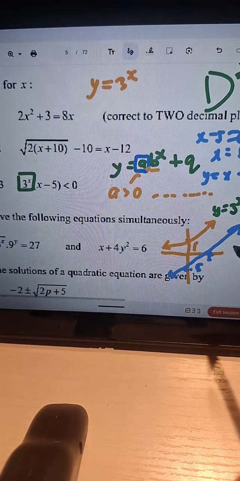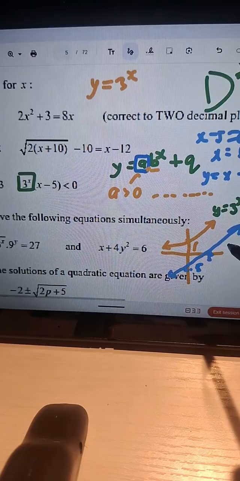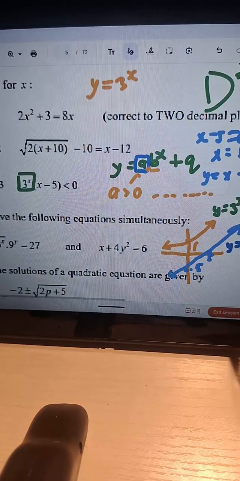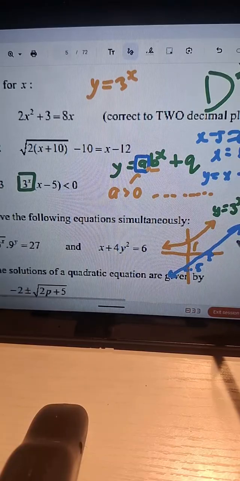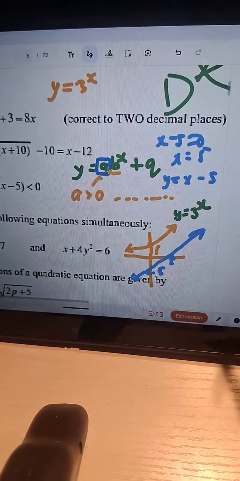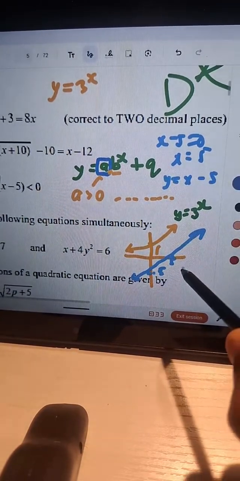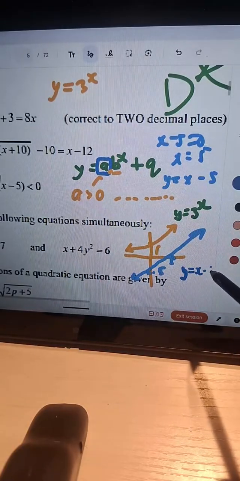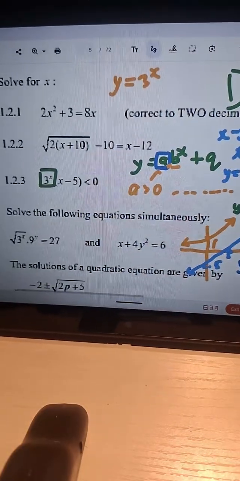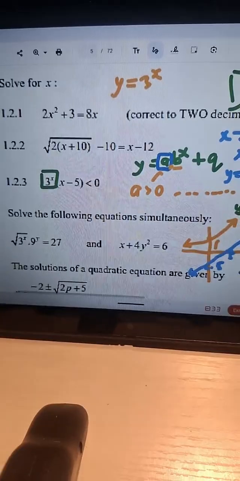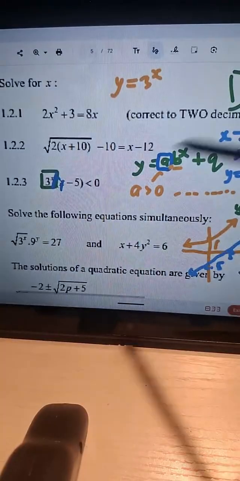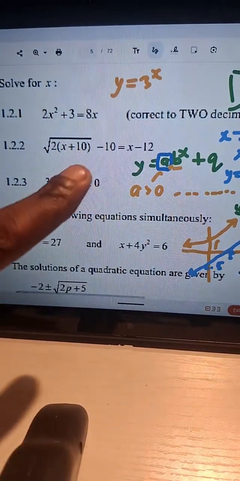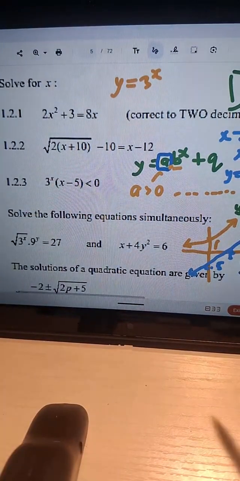And this one here at the bottom is y is equal to x minus 5. Okay, y is equal to x minus 5. Because what did they say here? 3 to the power x, okay, 3 to the power x times x minus 5.